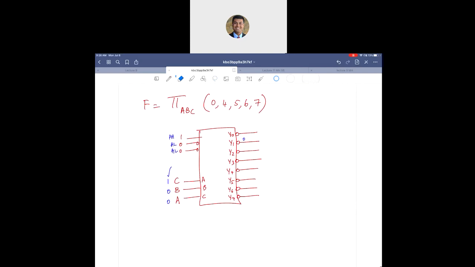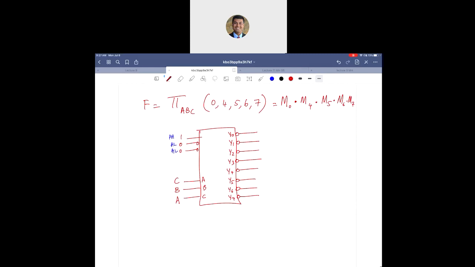My inputs, I can leave them as enabled. This function, if it is written in this particular form, essentially means that I need to take max term 0, and it with max term 4, and it with max term 5, and it with max term 6, and it with max term 7. So what is that?